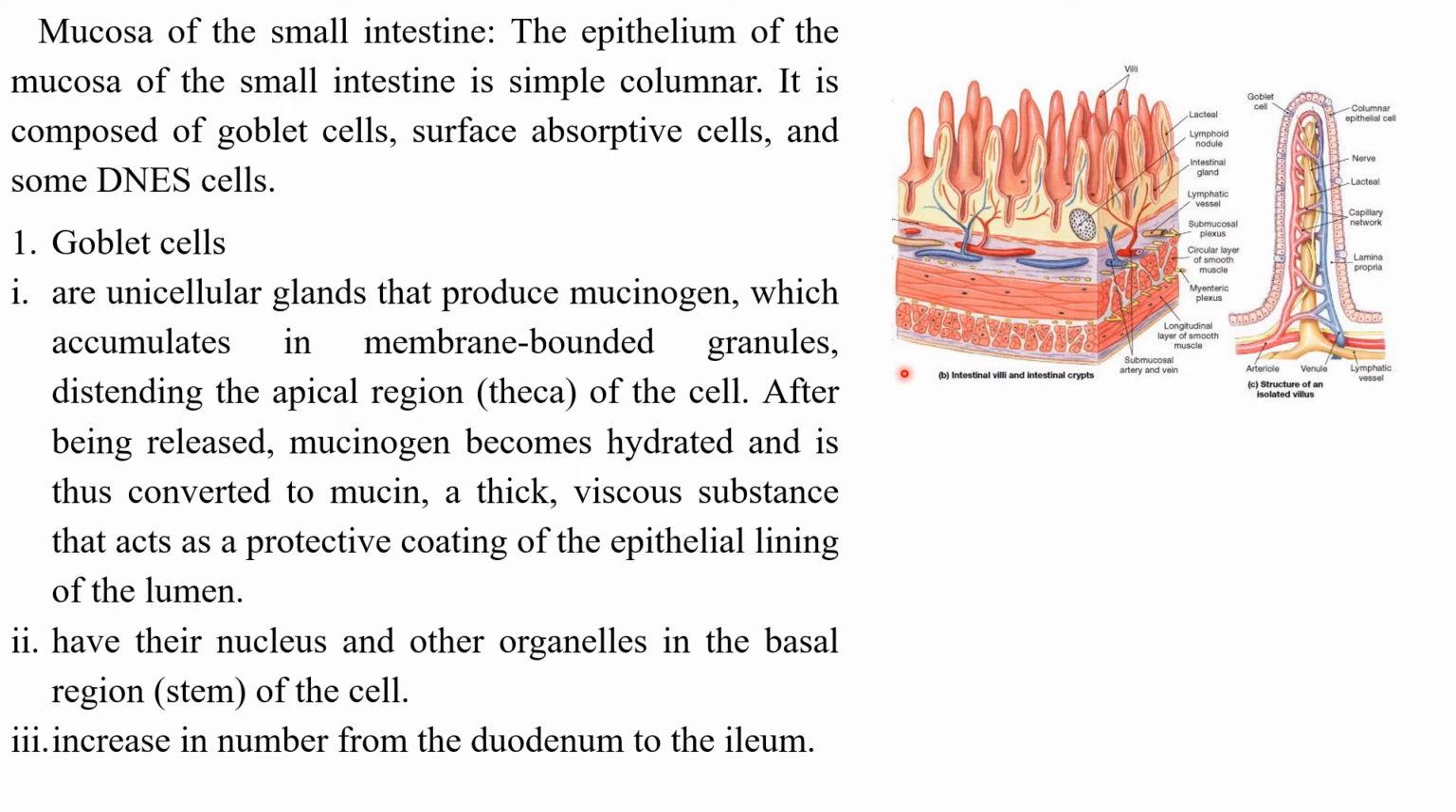The goblet cells have their nucleus and other organelles in the basal region of the cell, which is classically considered as the stem of the cell. The goblet cells increase in number from duodenum to ileum. This increase in number is because the secretion of goblet cells is more required in the ileum and jejunum rather than the duodenum.